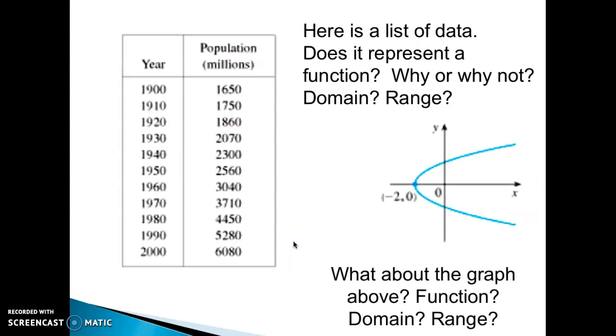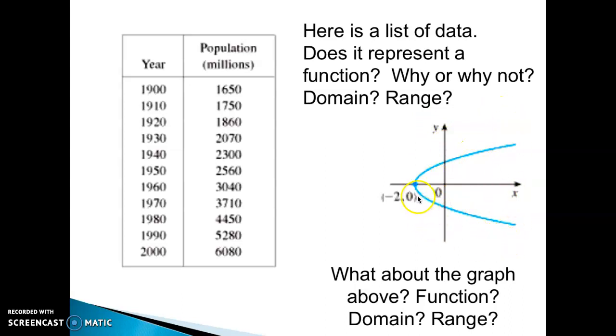Now, what about this? This is a graphical representation. Is this a function? What about this graph above? Is this a function? What is its domain and range? Well, I can still figure out its domain and range, whether or not it's a function. It looks as though this output, which is this blue curve here, has input values starting at an input value of -2, and then I get input values from that point on.